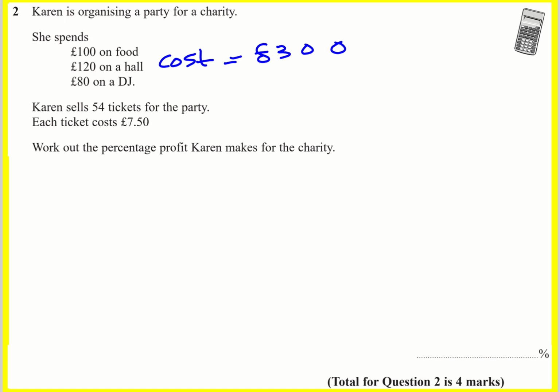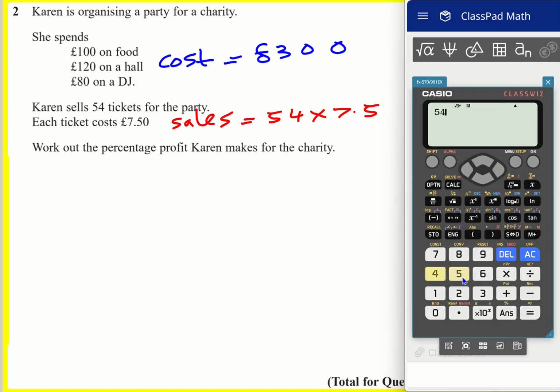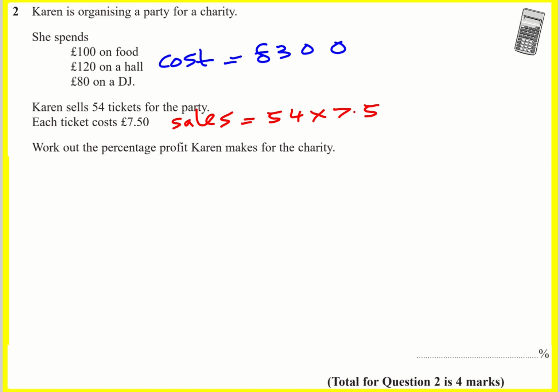And she sells 54 tickets for the party. Each ticket costs £7.50. So we can work out how much money she's going to make. So cost and sales. It's going to be 54 times 7.5. Just put that in your calculator. And it's 405.